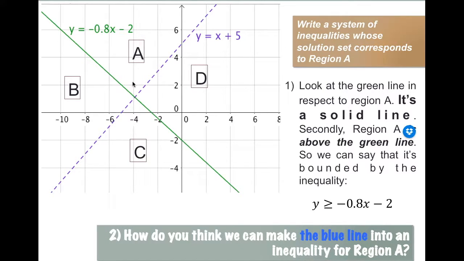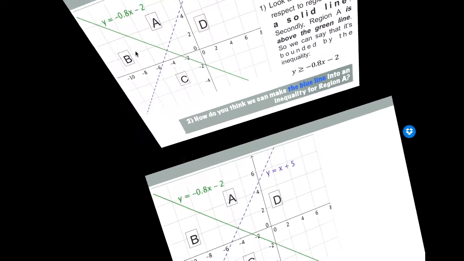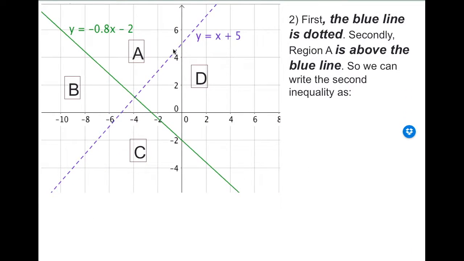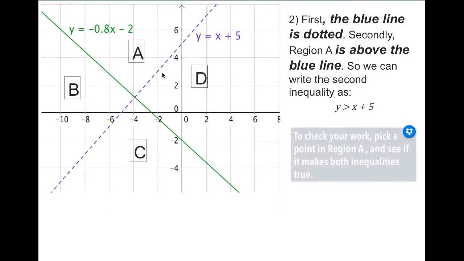So how do you think we can make the blue line into an inequality for region A? We'll do the same thing. First, the blue line we see is dotted, so that tells you something about what the inequality might be. Secondly, region A is on top of the blue line. So knowing when to shade on top and on the bottom, you should write the second inequality as y is greater than x plus 5. Greater than because it's dotted, but greater than because it's also on top of this blue line.